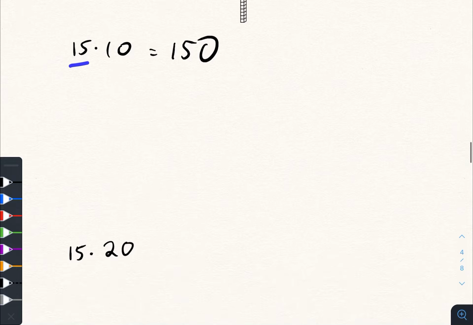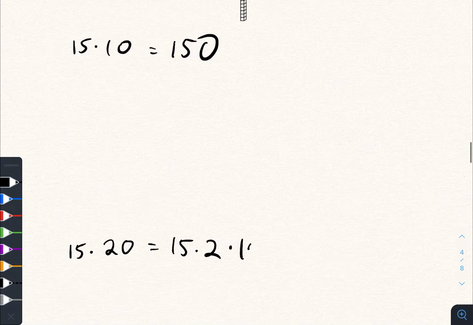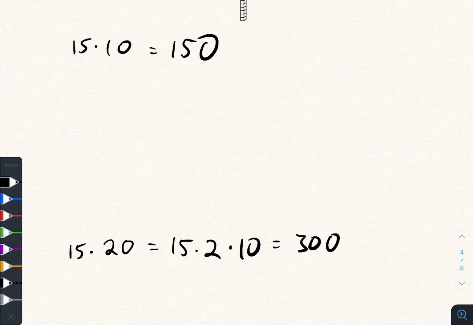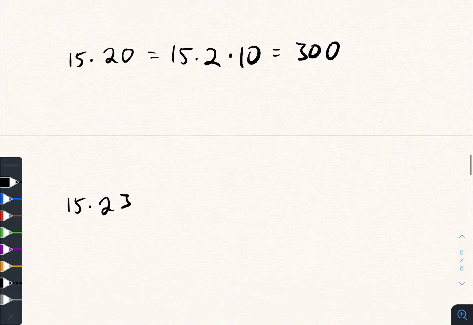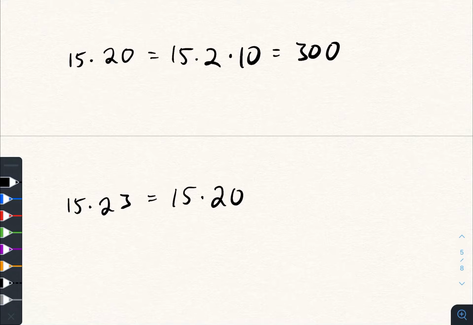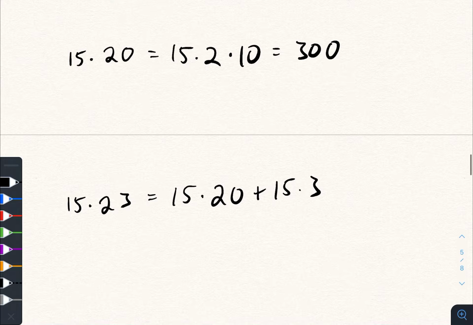Okay. And then if we were to do 15 times 20, we could really just do 15 times 2, which is 30, and then multiply by 10 just by shifting the place value. So this is 30, and then I shift the place value by adding another 0. Okay. And then if I were to go one step further, let's do 15 times 23. 15 times 23 is really, you could think of this as 15 times 20 plus 15 times 3. Do this in the same way that we just talked about.